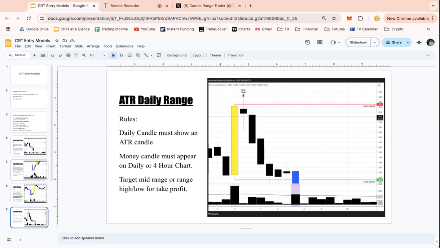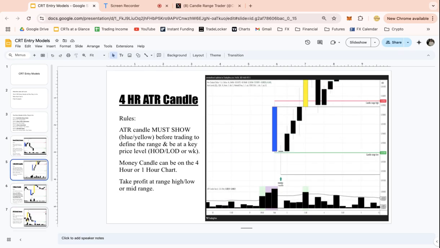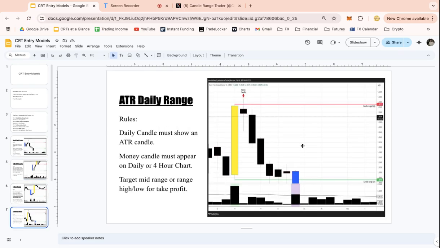So the daily range is pretty much just like this 4-hour range, except it's on a daily chart. Okay. So the daily chart has a big old candle here. Okay. The average true range for the day has been exceeded. So let's say the average range of this candle was 100, but it went up 150 pips for the day.